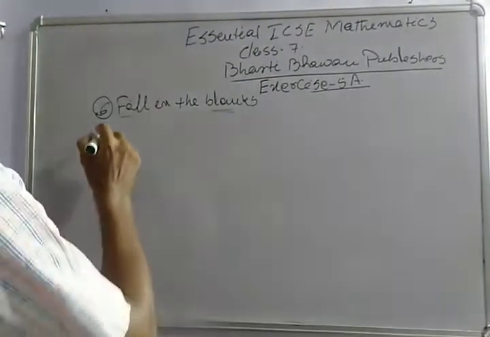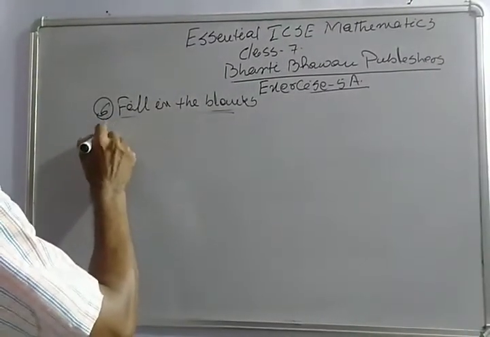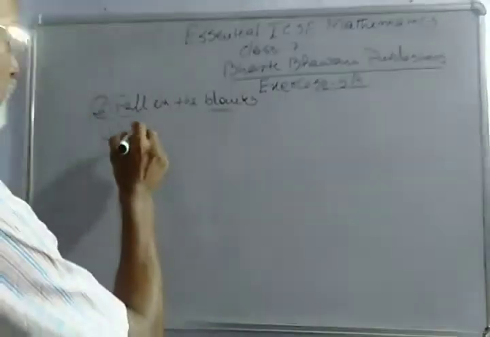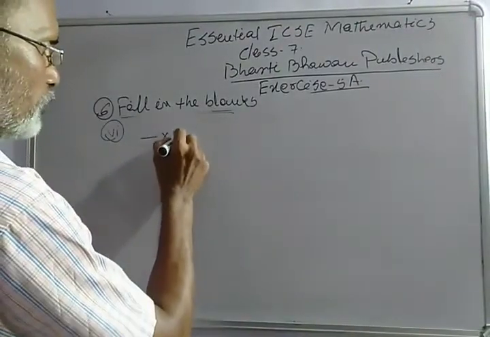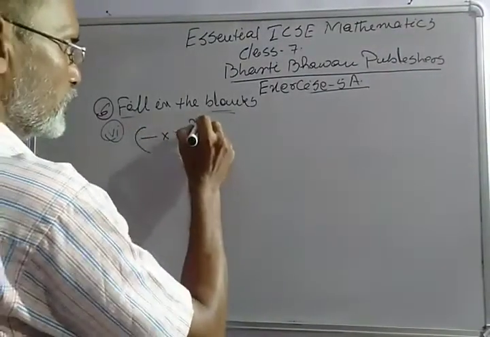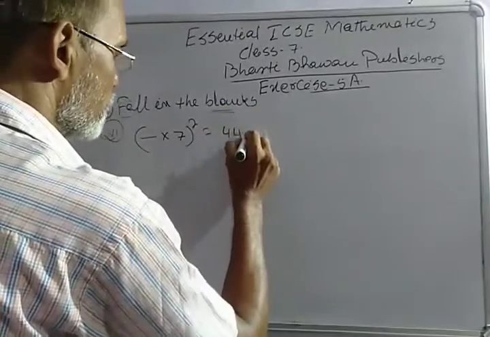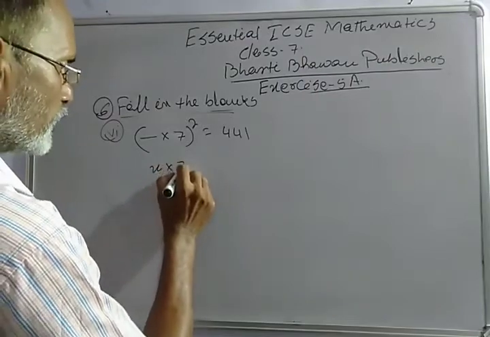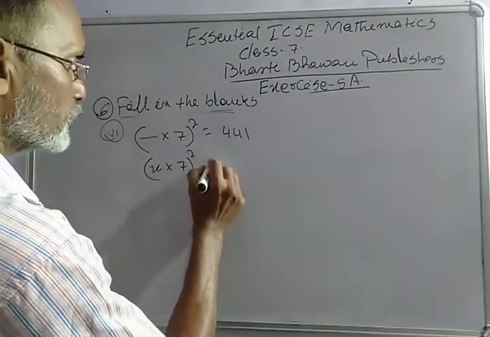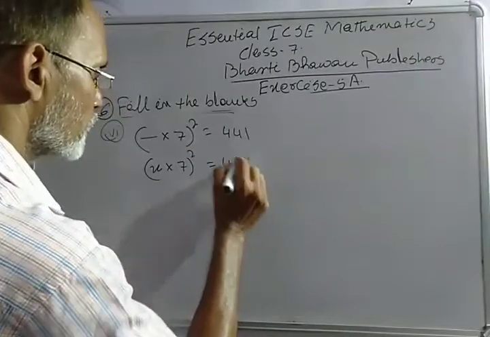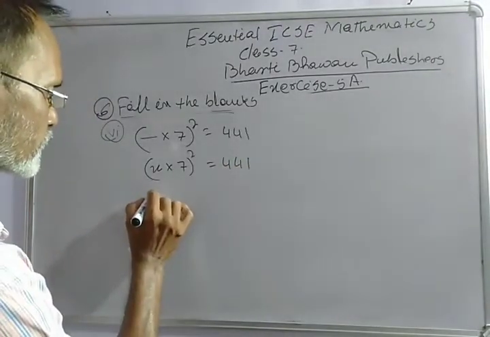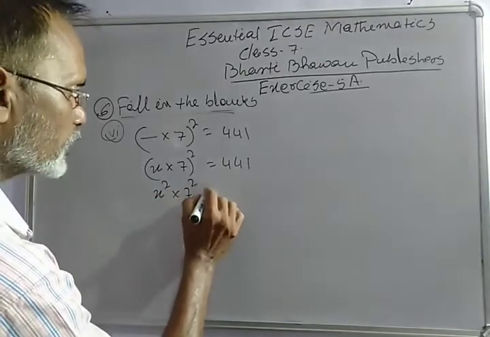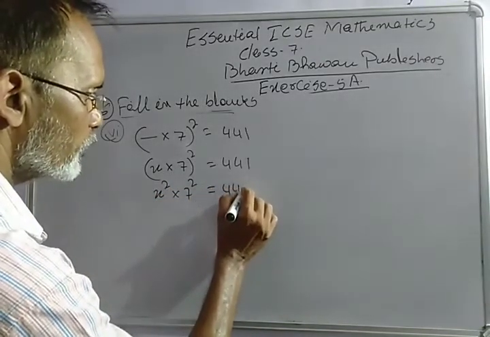Hello. Number 6. x into 7, whole to the power 2, is equal to 441. So this is equal to x to the power 2 into 7 to the power 2. This is equal to 441.